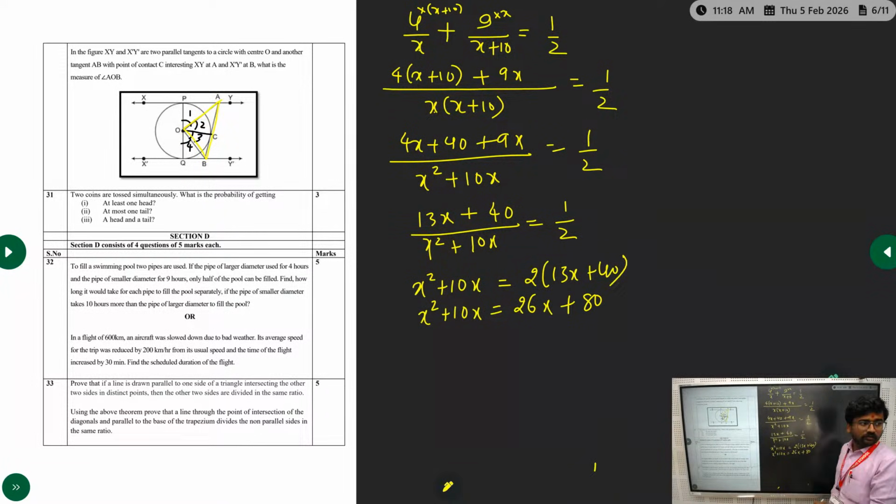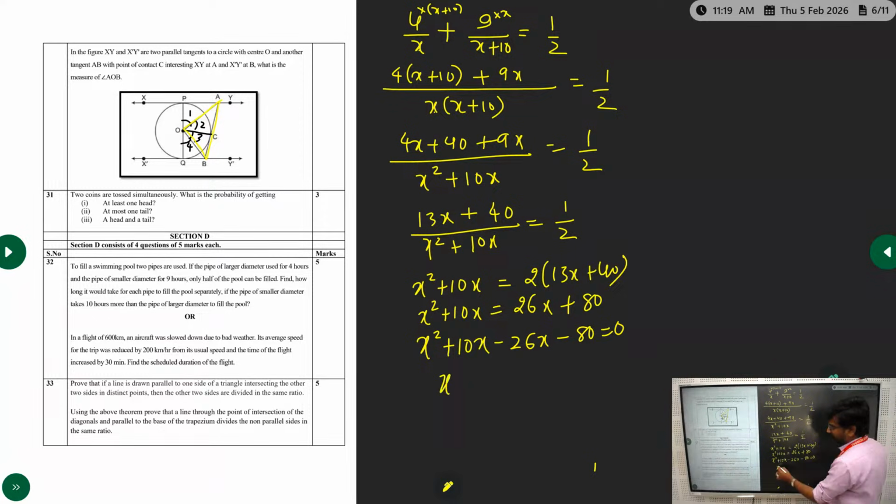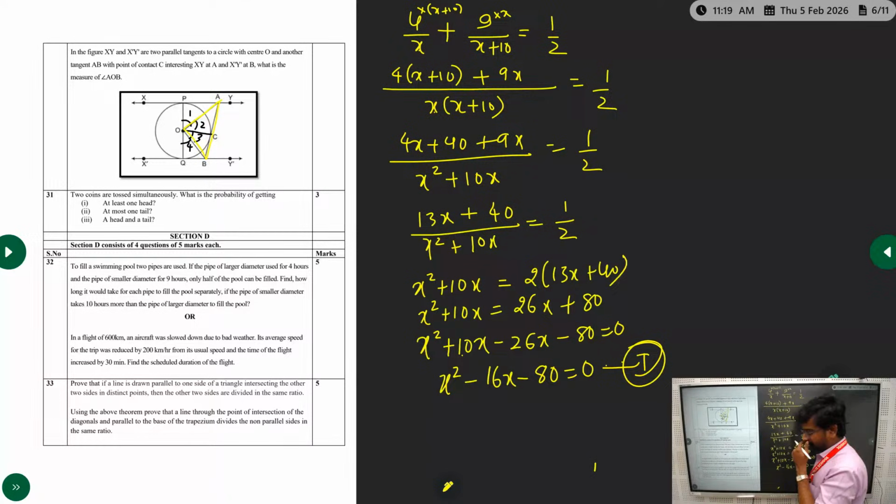Since x square is positive, shift all the RHS terms to the LHS. x square plus 10x minus 26x minus 80 equal to 0. In x, you're subtracting a smaller number from a larger one, so it is 100% negative: x square minus 16x minus 80 equal to 0. Roman number 1.